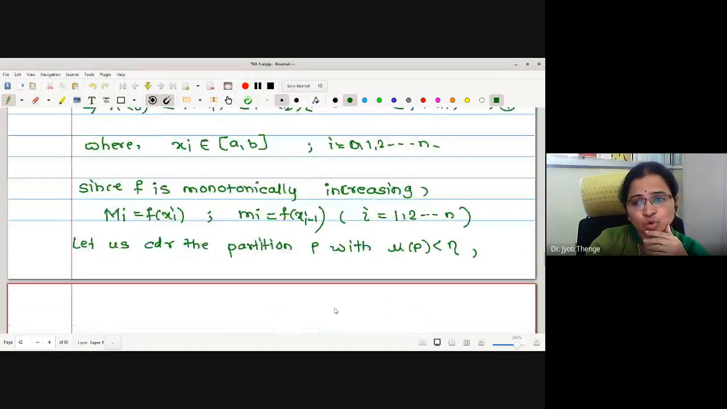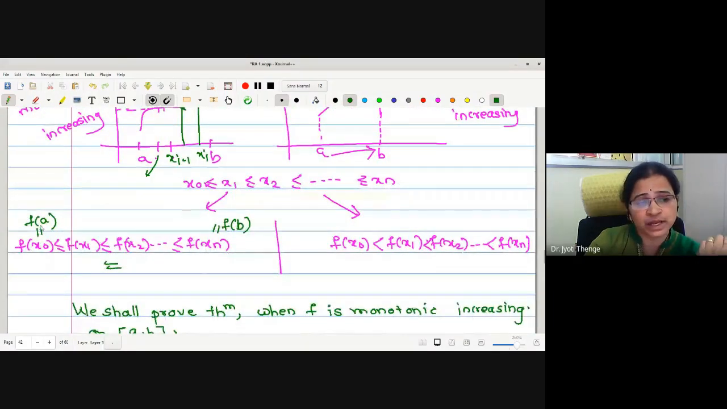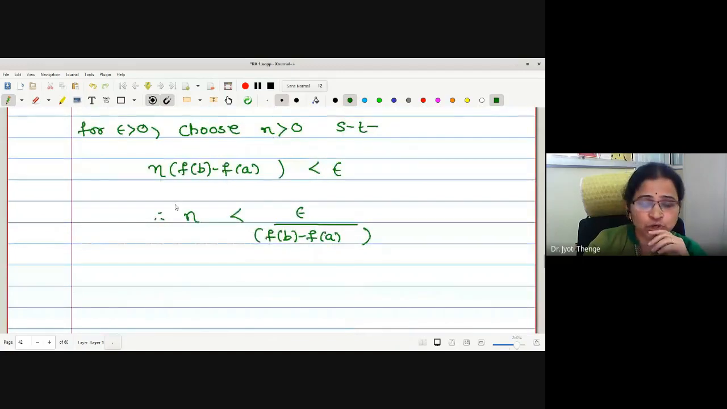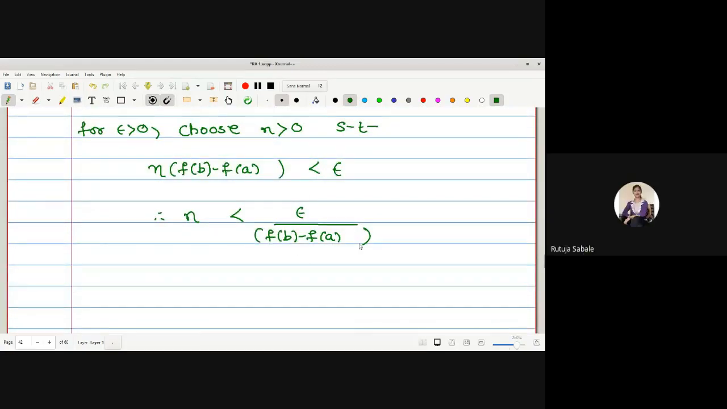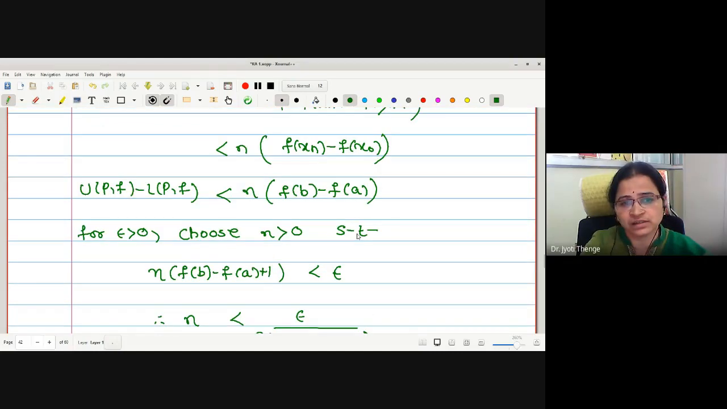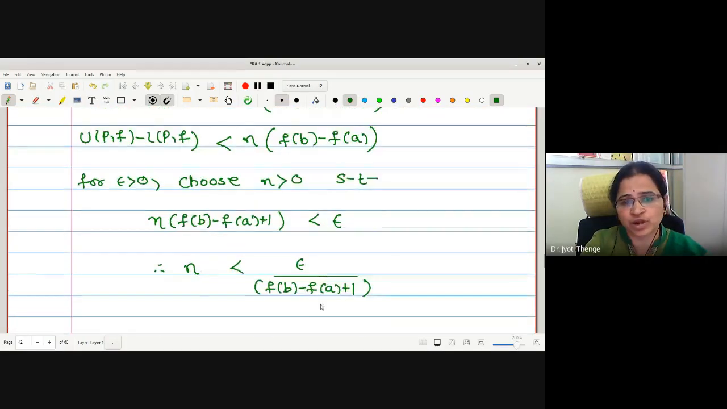But as the function is monotonically increasing, it may be possible that f of a is equal to f of b. A constant function is also a monotonically increasing function according to the definition. Therefore, there is a possibility to have f of a equal to f of b, and if that holds, whether such eta is going to exist. This number is not going to exist now because the denominator gives me 0. But just to remove this confusion of the denominator being 0, what will we do? We will add a plus 1 here. Therefore, what eta have we selected? We have selected eta less than epsilon upon f of b minus f of a plus 1.